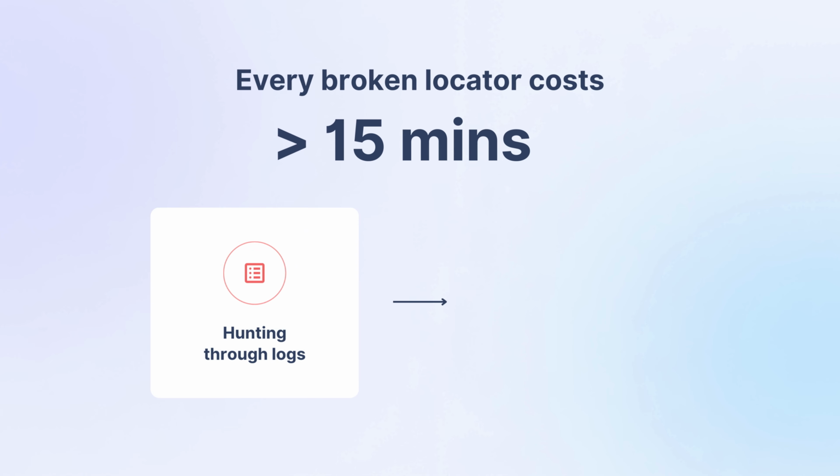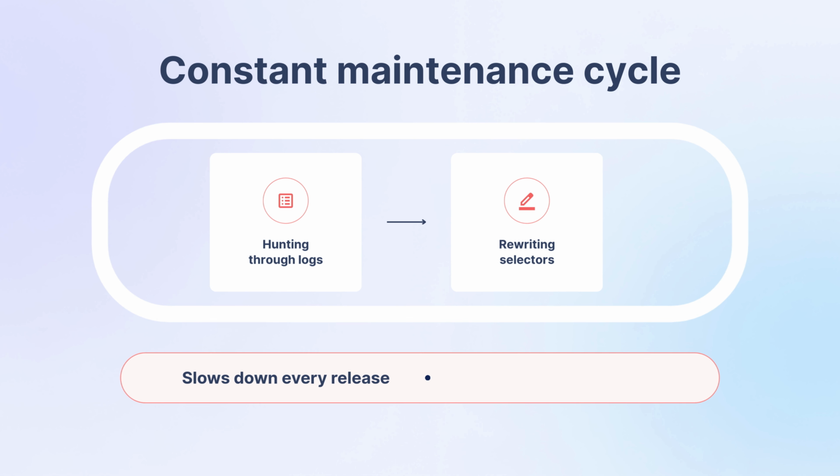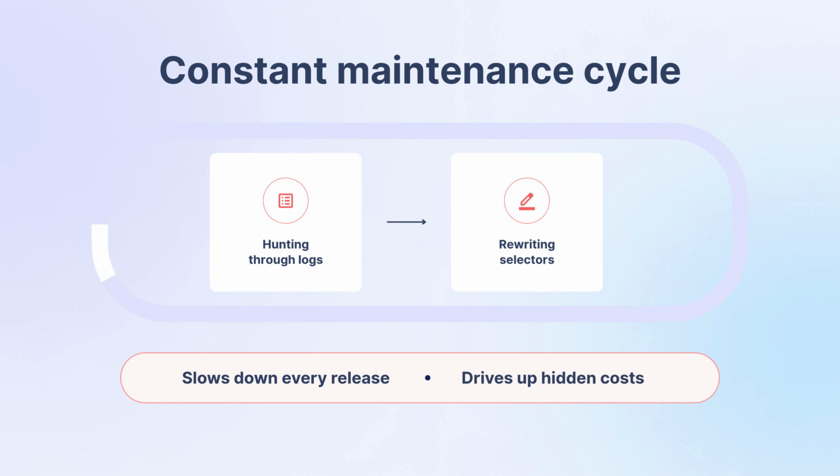Every broken locator costs your team over 15 minutes, hunting through logs, rewriting selectors, and creating a constant maintenance cycle that slows down every release and drives up hidden costs of your automation suite.